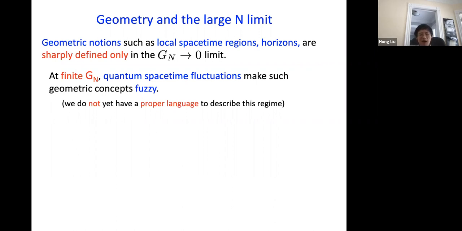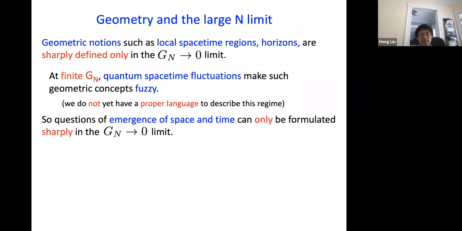So here we expect that the same thing may happen in gravity. Once we understand precisely what happens in the G Newton goes to zero limit, where we can talk about those geometric notions in a sharp way, then we will be able to describe those notions at finite G Newton in a somewhat approximate way. Just as real-life experiments only approximately exhibit phase transitions, the key is that you have to understand the G Newton goes to zero limit first.